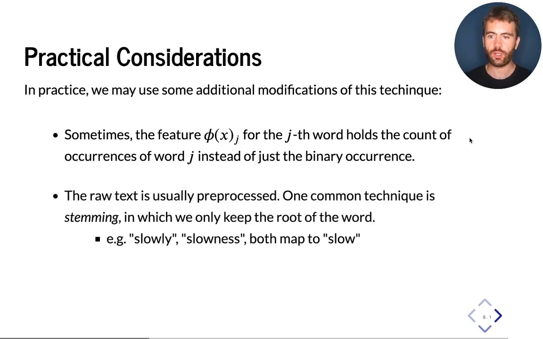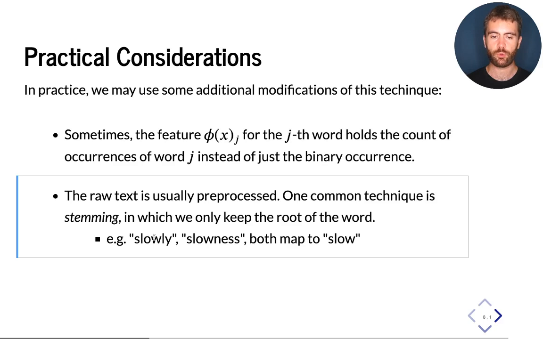Also, the raw text that is featurized is typically not just the text itself, but a processed version of this text. For example, one common processing technique is called stemming, which means that we would consider only the stem of the word rather than the word itself. So if we have the words slowly and slowness in our data set, both would be stemmed and we would only keep slow. So we would use only slow in our vocabulary, and both slowly and slowness would map to slow. This is just to make sure that we don't have too many redundant words in our data set.